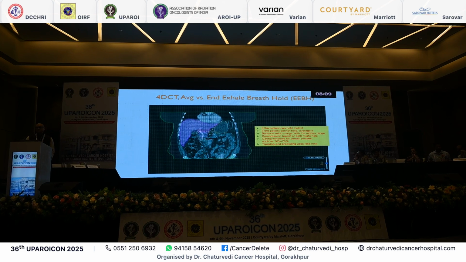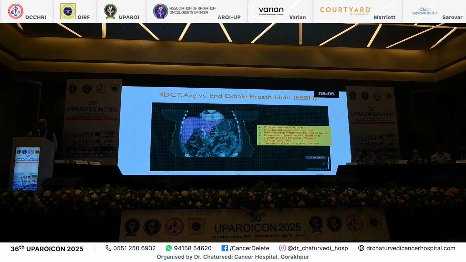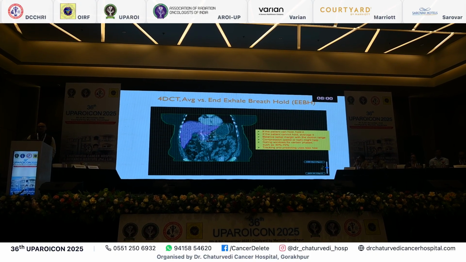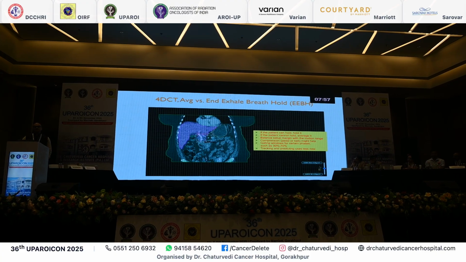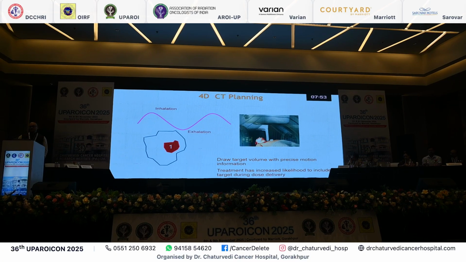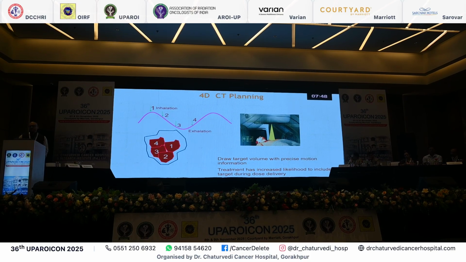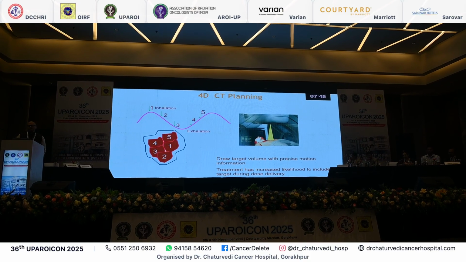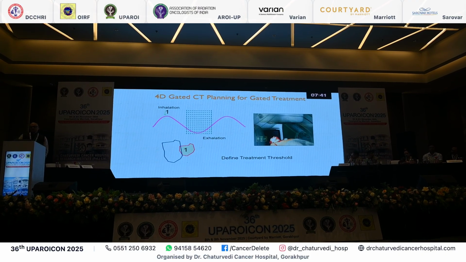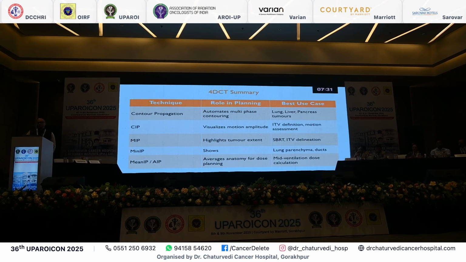Balance setup margin within the motion range. Compression through pedal or belt may help in this process. And gating windows for certain phases can be done. Tracking and predictive methods are more unreliable, so they are used less now. 4D CT planning draws the target volume with precise motion information. Treatment has an increased likelihood of delivering the target dose during delivery of the treatment. So treatment thresholds can be set, and it's best for lung, liver, and pancreas tumors.